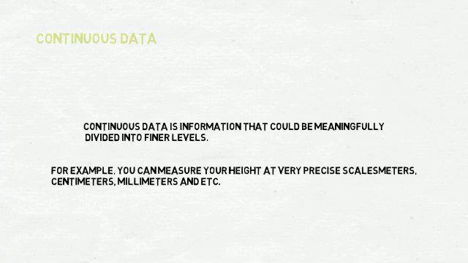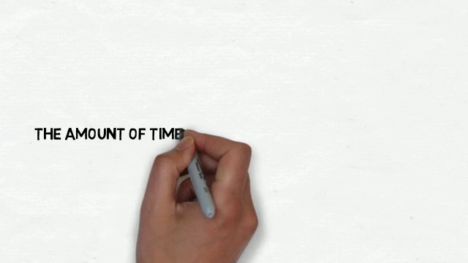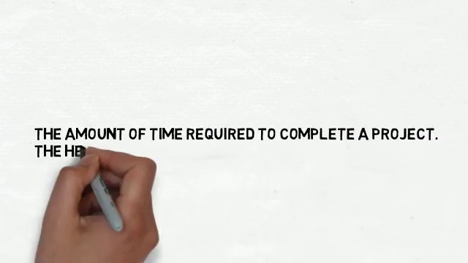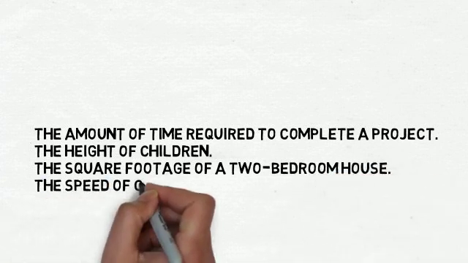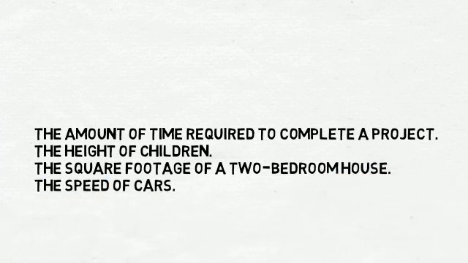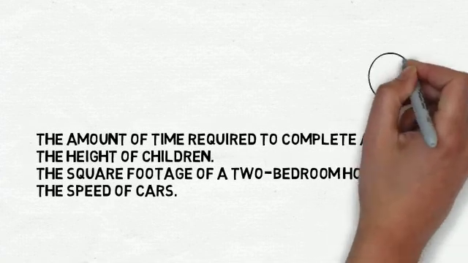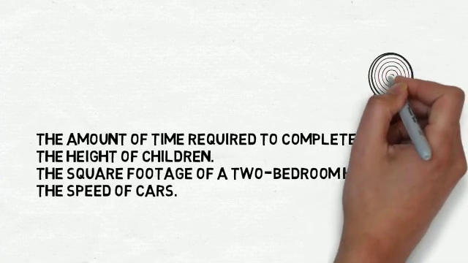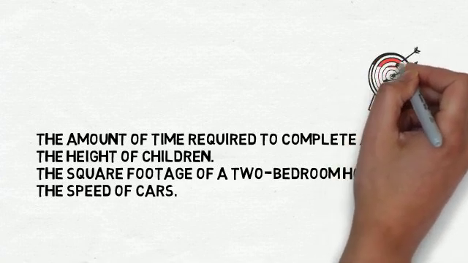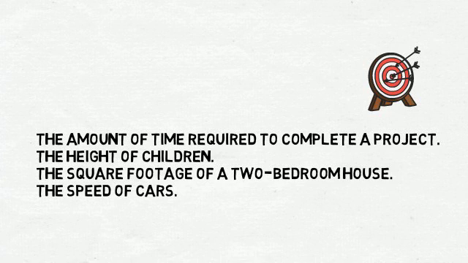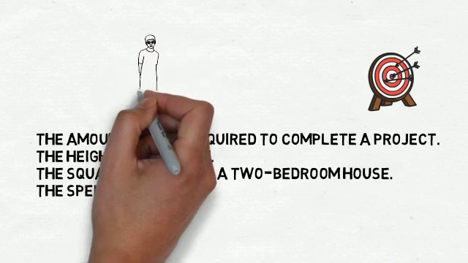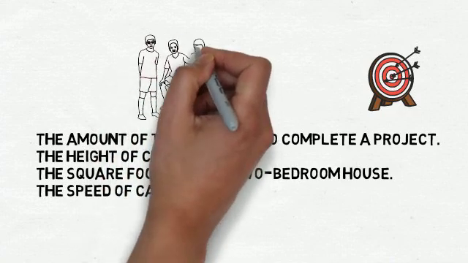Let's see some examples to make it more clear. The amount of time required to complete a project, the height of a student, the square footage of a two-bedroom house, the speed of cars. You can clearly see that in all the examples, there are more precise values. For example, when someone asks the height of a child, you could say 0.45, 0.5, or 0.7, you have an option of choosing more precisely. Those data are called continuous data.